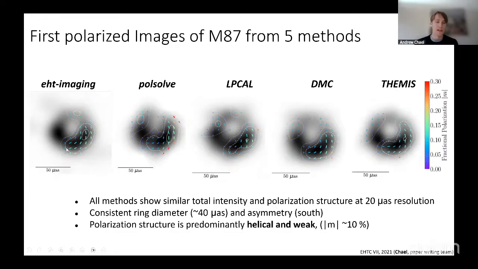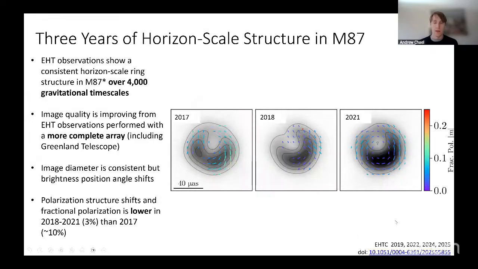They show the polarization in these tick marks is predominantly helical. It has this characteristic twisting pattern around the ring, and it's relatively weak. So if you look at the level of fractional polarization, how much polarized light there is compared to unpolarized light, it's about 10%, which isn't that high, especially for synchrotron radiation, which we think should intrinsically be quite highly polarized.